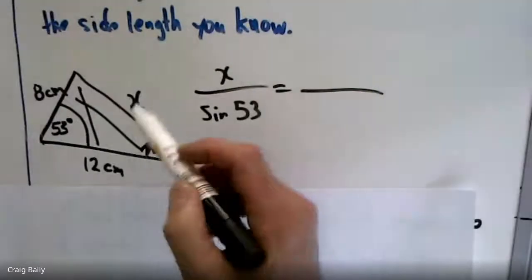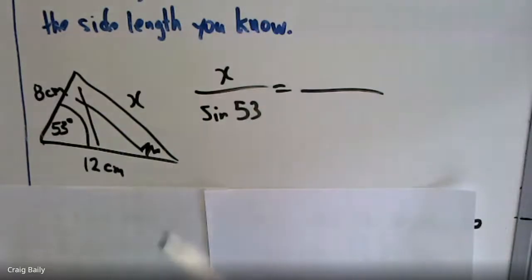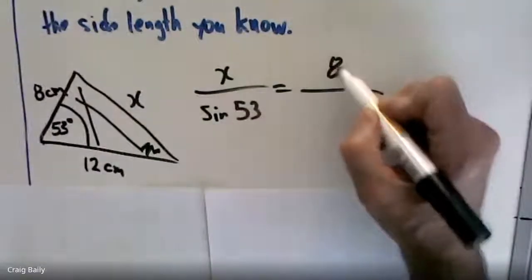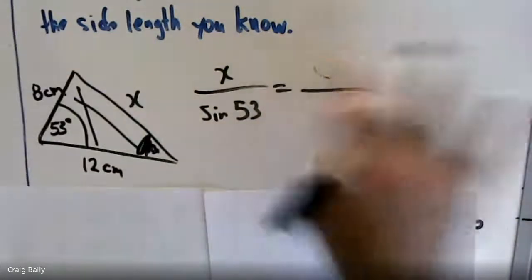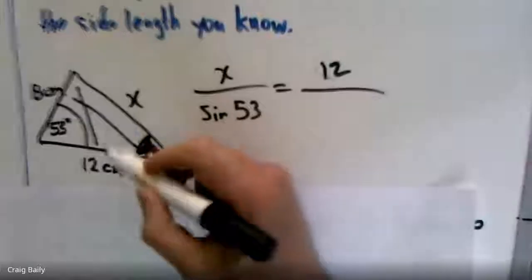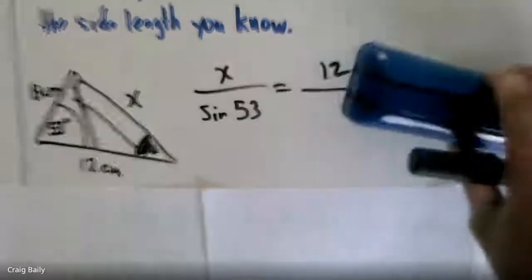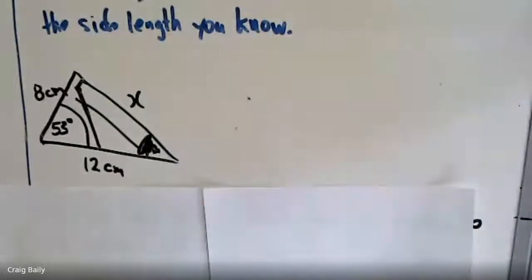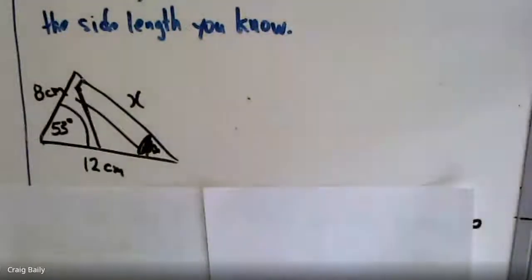Okay, if I want to find that side x over sine 53, I know that. But if I want to use the 8, I need to know the size of this angle here, but I don't. If I want to use that 12, I need to know the angle over here, but I don't. So if you don't have the right setup, you can't use the sine rule. Well, that brings us into when we can use what's known as the cosine rule.